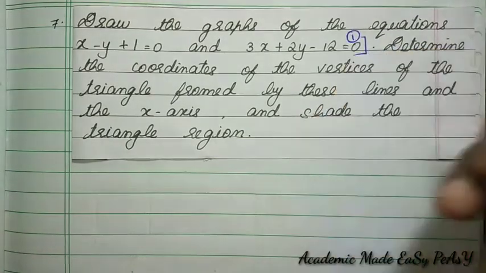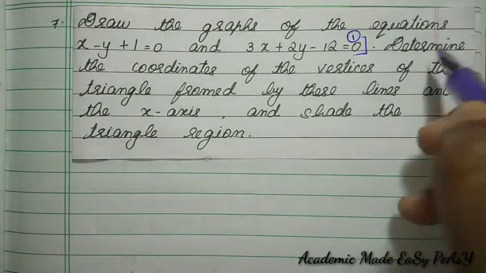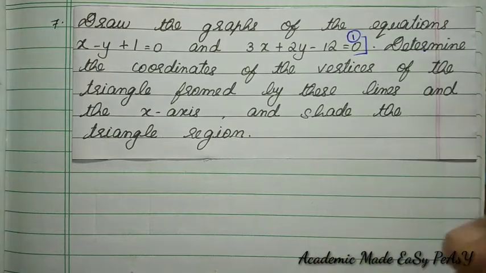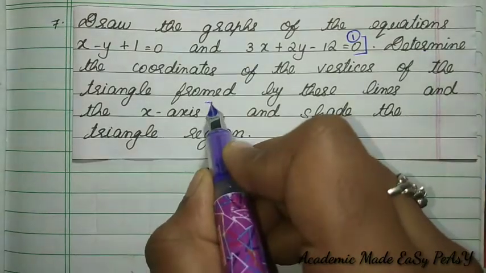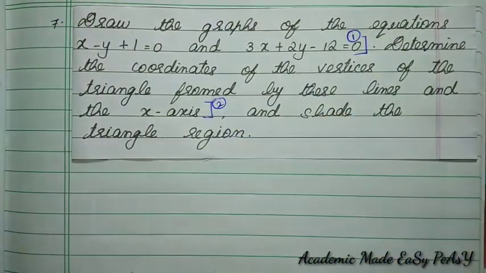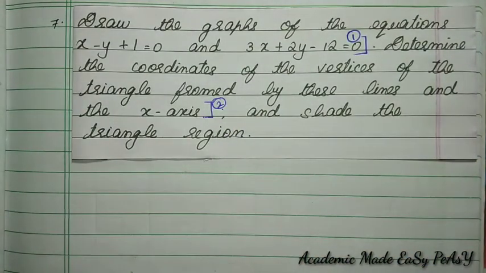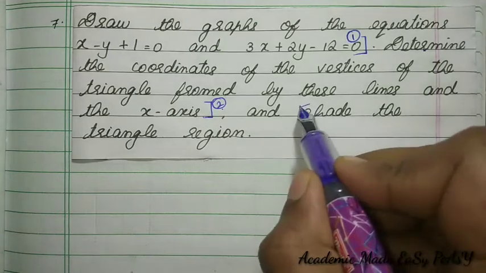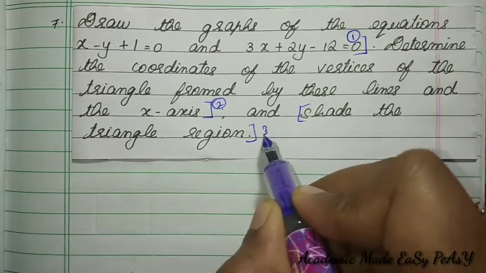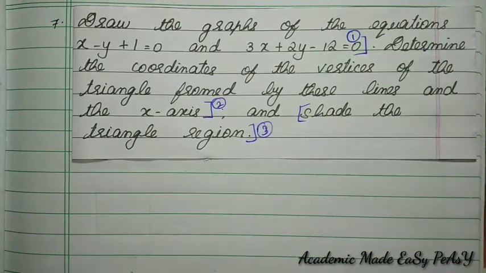Okay, so this is the first part of the question. So next we have to determine the coordinates of the vertices of the triangle formed on the x-axis. This is the second part. This I will explain you when we finish with the graph. Okay, so then we have to shade the region. So this is the third part. So we have 3 parts. So first part we will just start doing it.